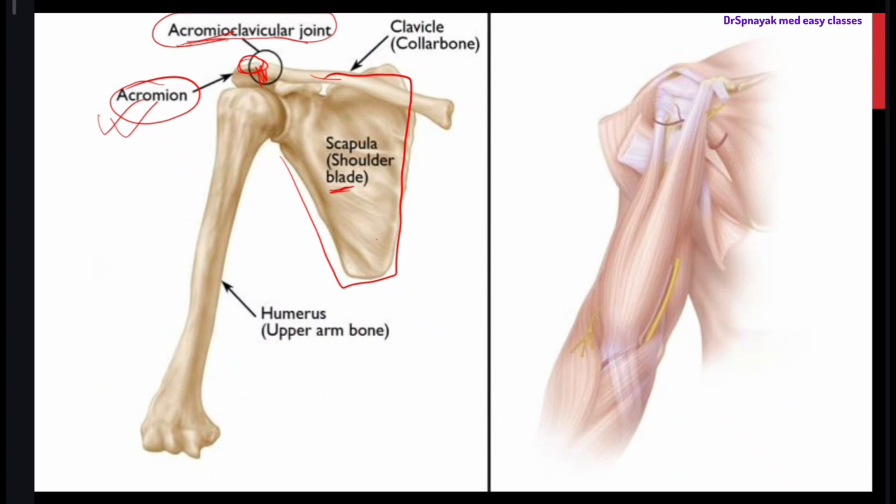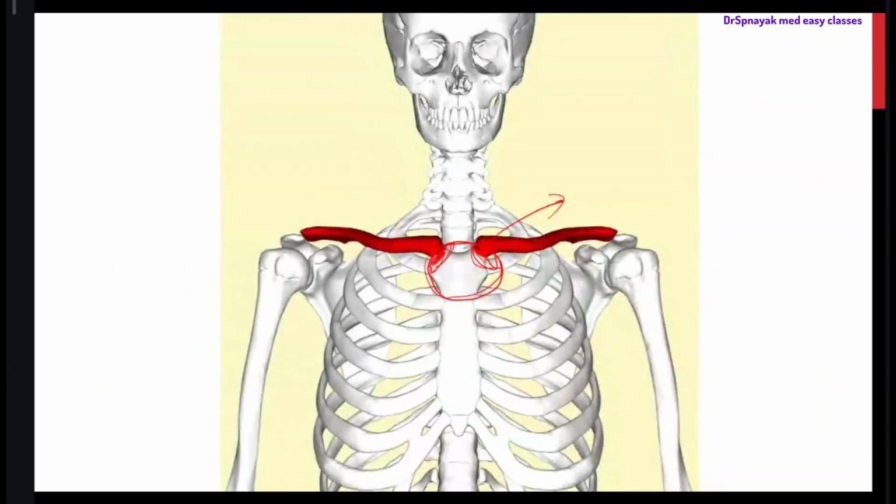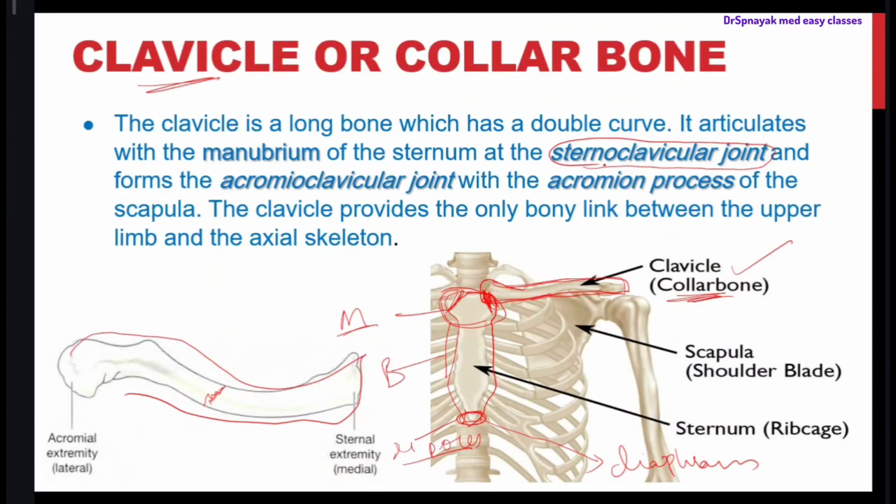See, the clavicle is forming two joints. The joint which is attached to the manubrium is the sternoclavicular joint, and here it is joining with the acromion and forming the acromioclavicular joint. It is forming two joints. This is first joint and this is second joint. I think you all are following me. Yes, we have two joints. We have sternoclavicular joint here, and the second one is acromioclavicular joint here, because it is going and joining on the acromion process.